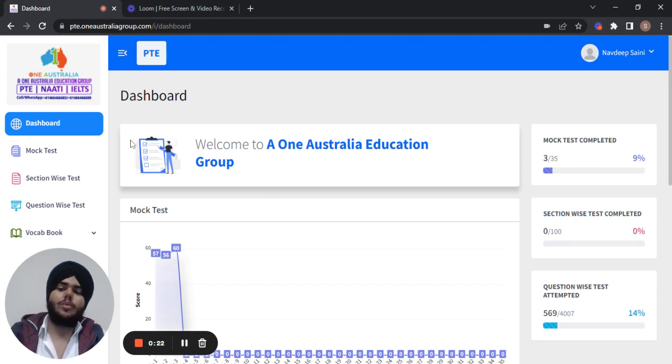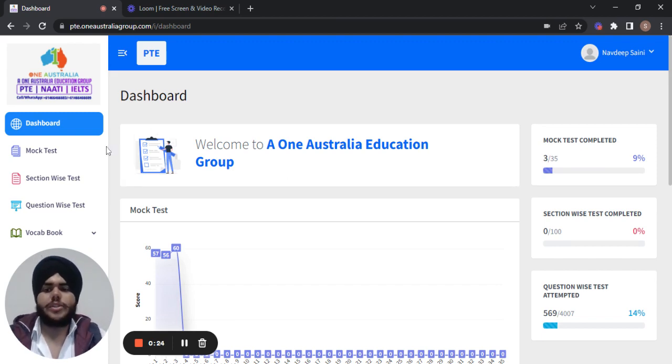In our portal we have our dashboard, which tells you about the students' progress and their mock test scores, and compares their mock test scores and so on. After that, we have mock tests, section wise tests, and question wise tests, which we'll be doing today. We also have a vocabulary book with a collocation list as well, which has 2500 plus words. So it's really helpful if you want to get to know more words.